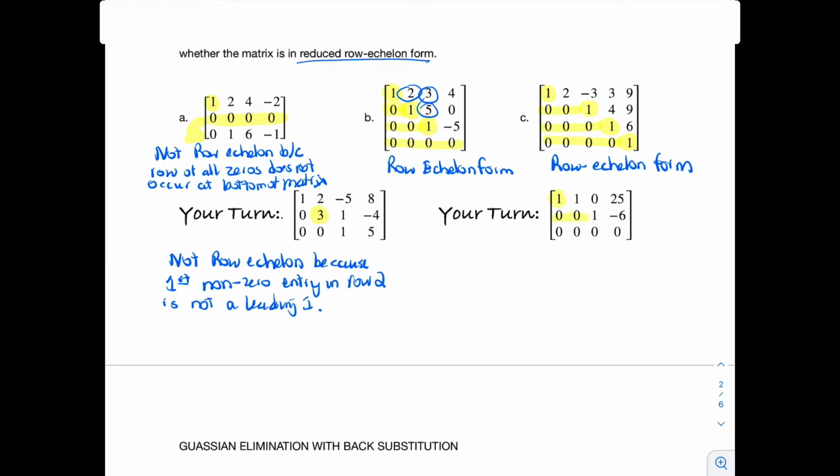Our last example: our first row has a leading 1, the second row has a leading 1, and all zeros are in our last row. So this is row echelon form, but notice that for each leading 1, we have 0 entries above and below it, and all other entries in that column are zeros. And so this is an example of a reduced row echelon form.